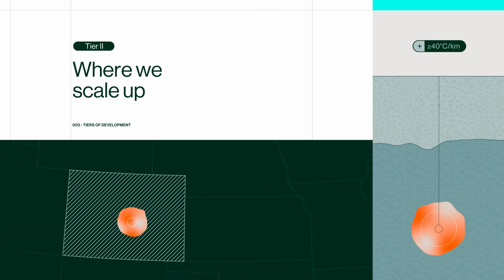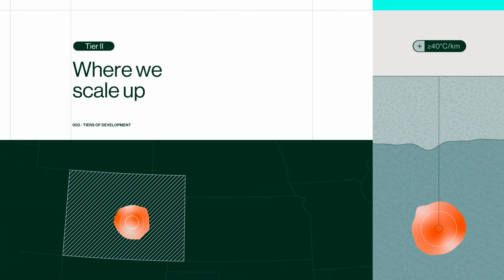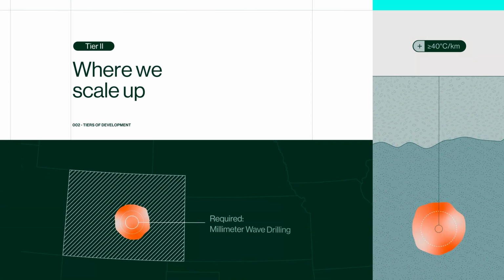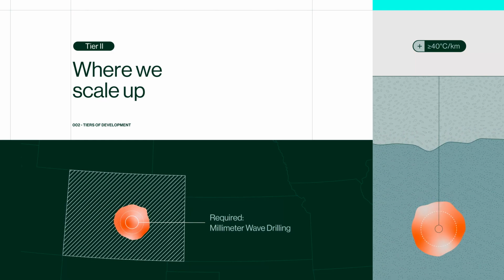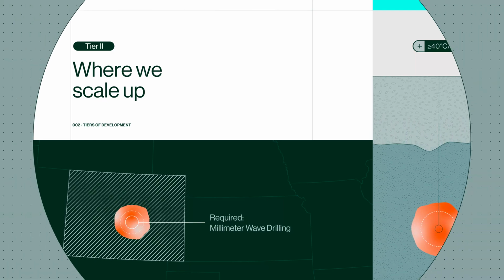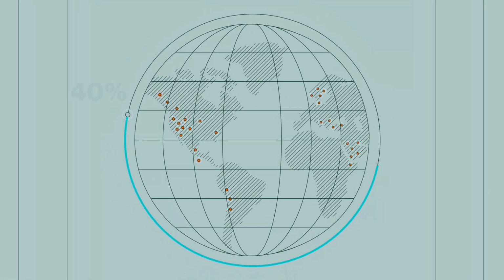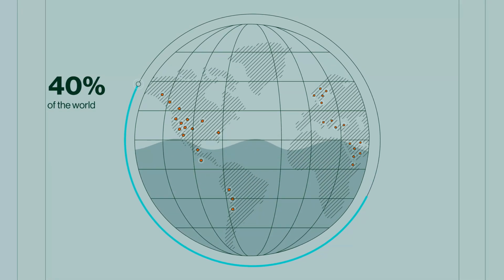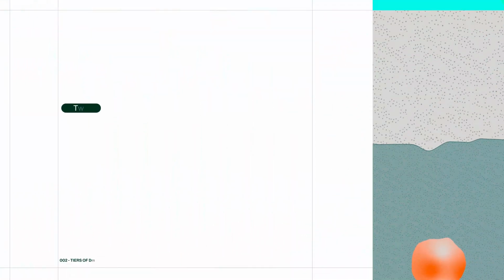Tier 2 sites are where we scale up. With geothermal gradients of at least 40 degrees Celsius per kilometer, Tier 2 sites are only accessible with millimeter wave drilling, opening up a significant opportunity. Nearly 40% of the world falls into this category.